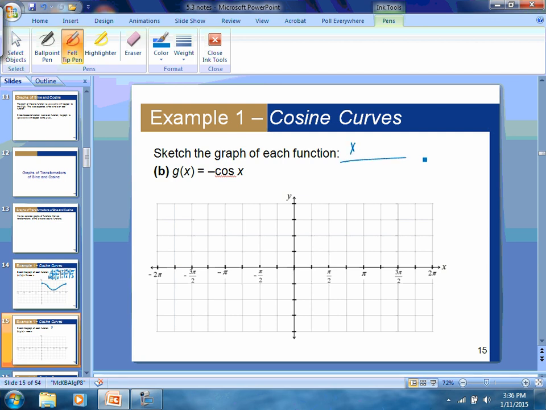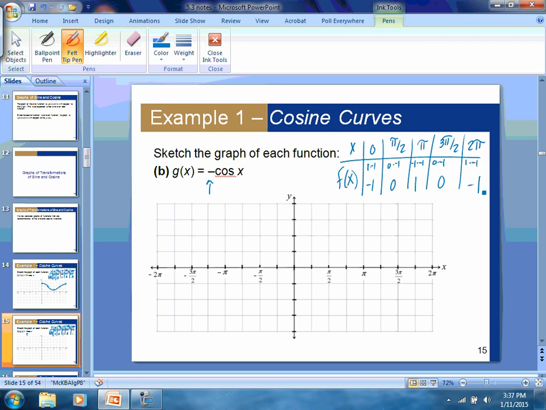So again, I'm going to make my table of values. I'm going to use 0 and pi over 2 and pi and 3 pi over 2 and 2 pi. And normally the cosine function starts at 1 and then it goes to 0 and then negative 1 and then back up to 0 and back up to 1. But for this function, I have to multiply all of my y values by a negative 1. So I'm going to have 1 times negative 1, that'll get me a negative 1. 0 times negative 1, that still gets me a 0. Negative 1 times a negative 1, that'll get me a positive 1. 0 times negative 1 is still 0, and 1 times negative 1 gets me a negative 1.